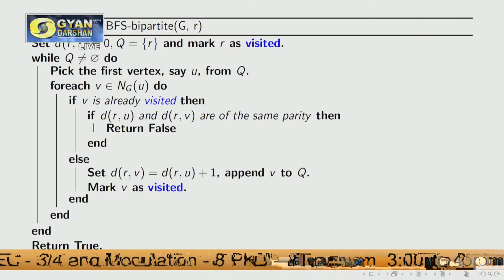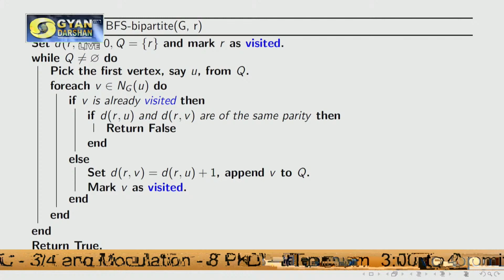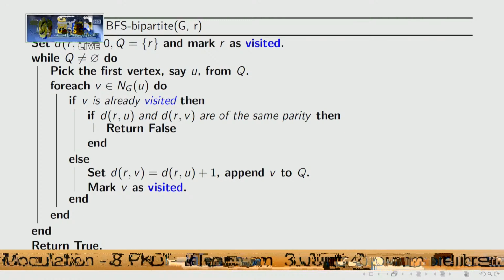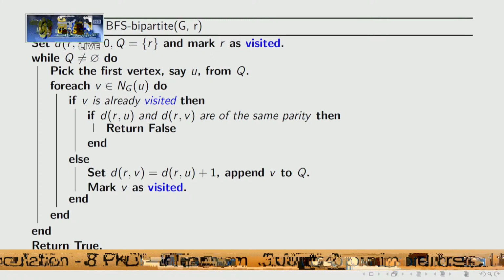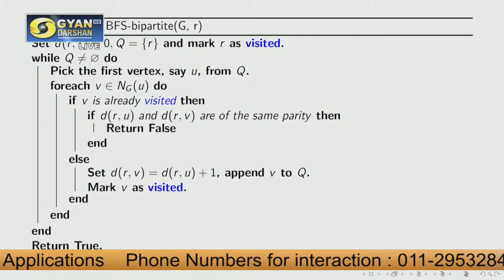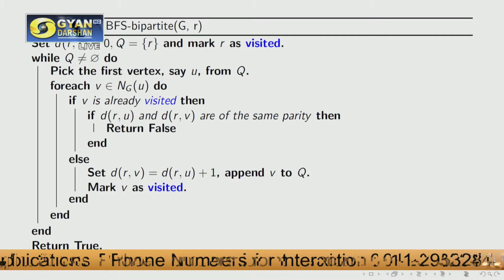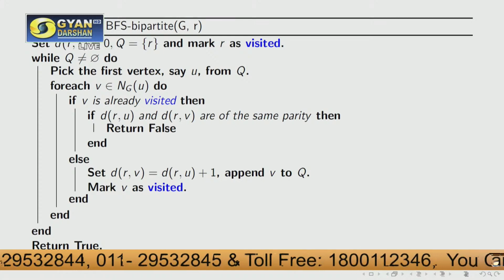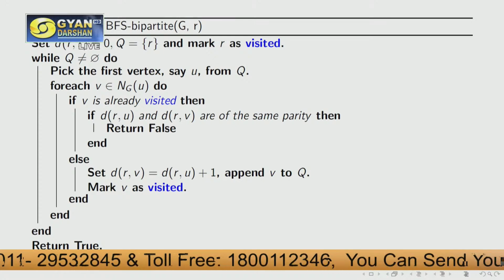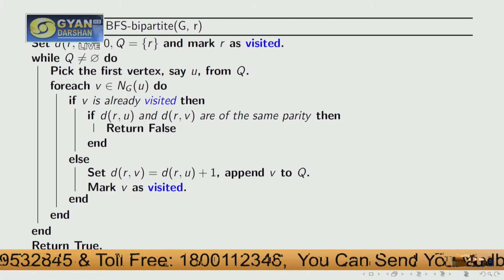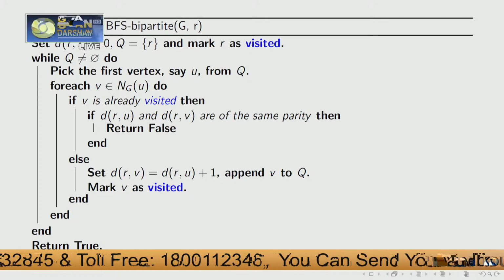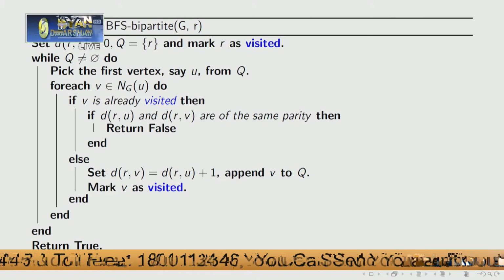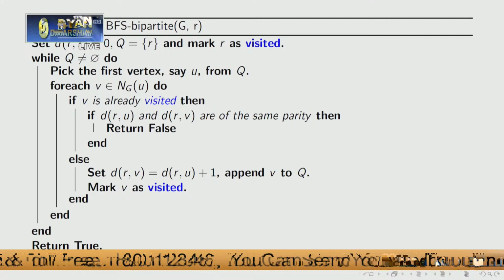So these are two things that we need to check each time we find a neighbor V of the current vertex U. If it is already visited, we just check the parity of the distances dRU and dRV, and if the parities are the same, we just immediately say that the graph is not bipartite. Otherwise, if the vertex is not visited, we compute the distance of this vertex from the root vertex, append it to Q and mark it as visited.